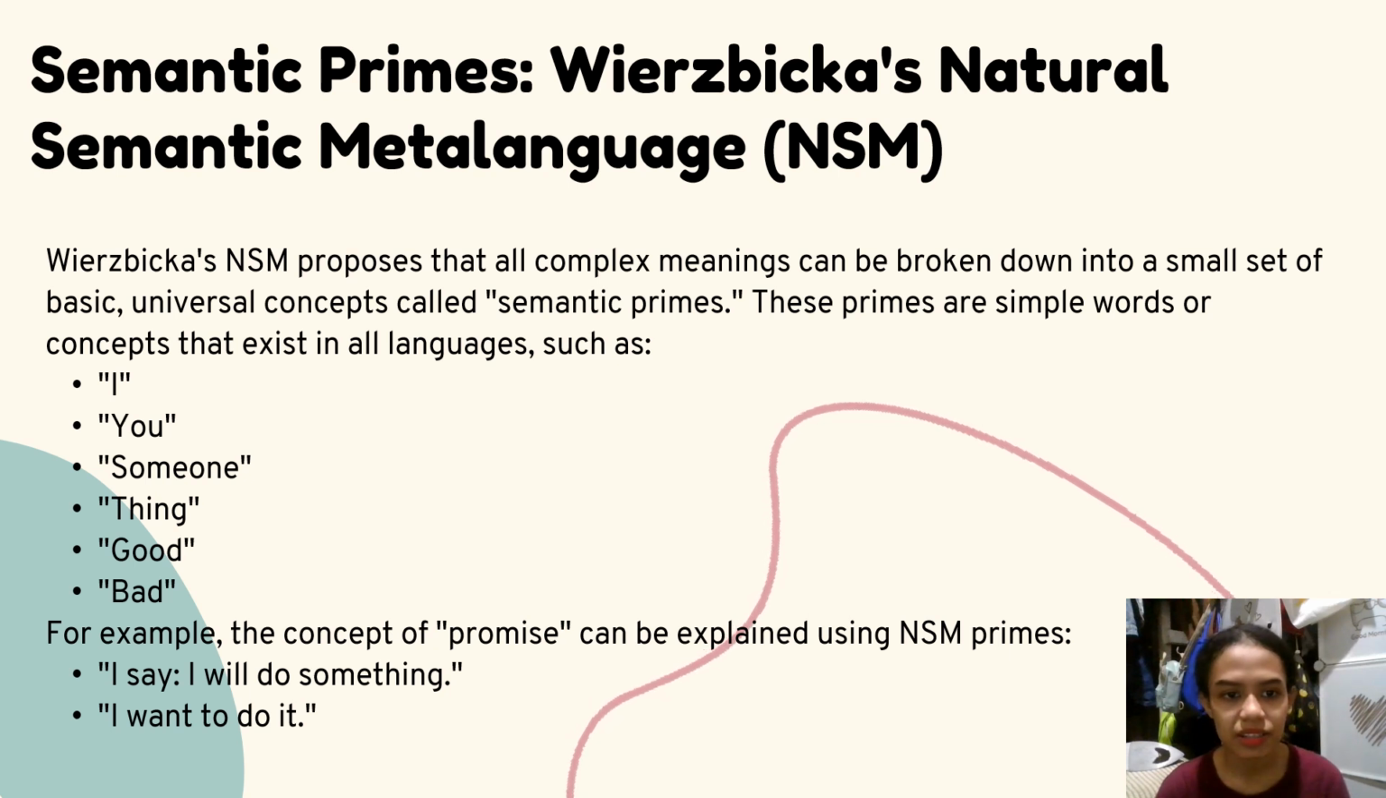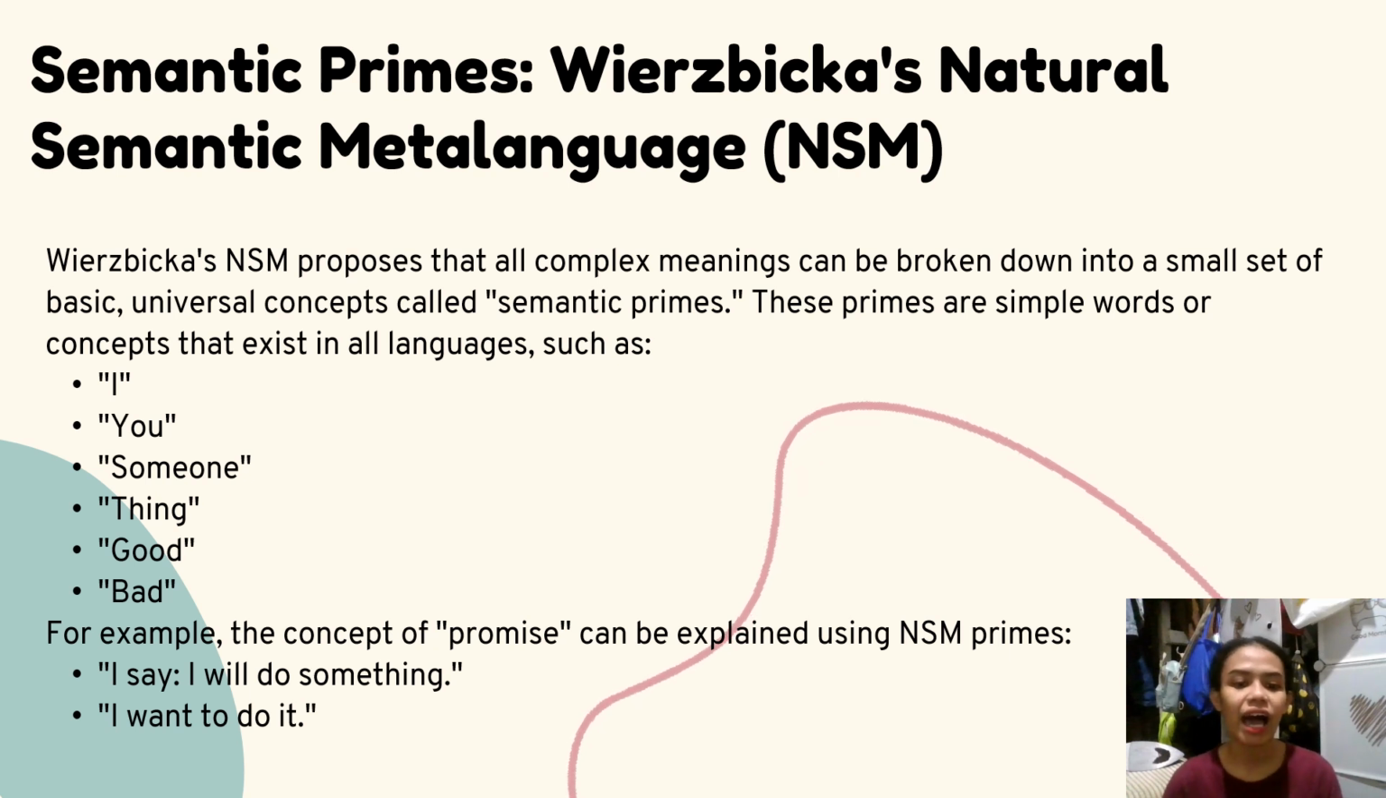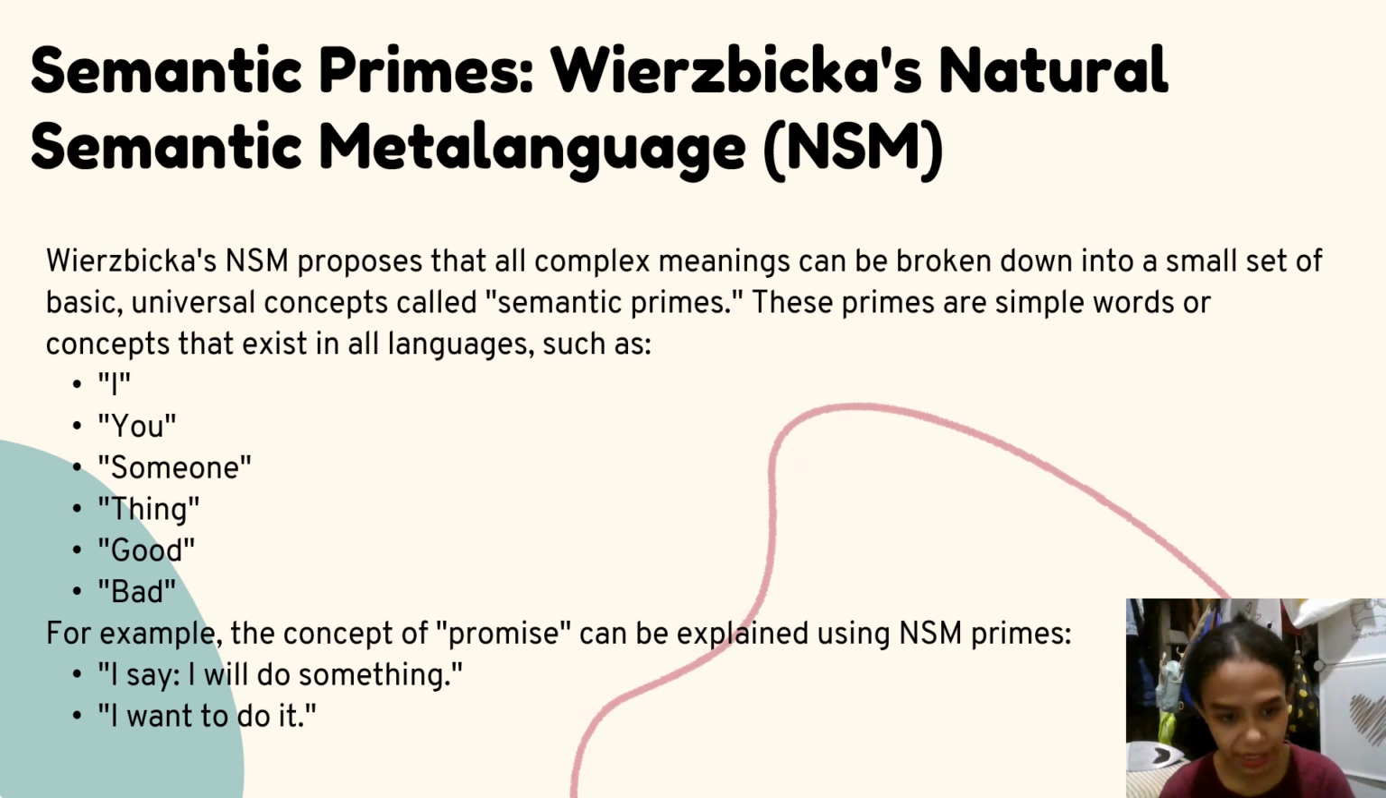And next, we have semantic primes, from natural semantic metalanguage, or NSM. NSM proposes that all complex meaning can be broken down into small sets of basic universal concepts called semantic primes. These primes are simple words or concepts that exist in all languages, such as I, you, someone, thing, good, bad. For example, the concept of promise can be explained using simple primes. I say: I will do something. I want to do it.